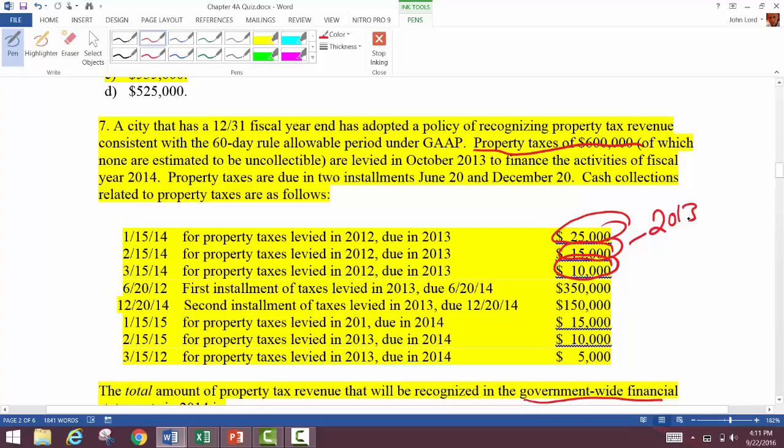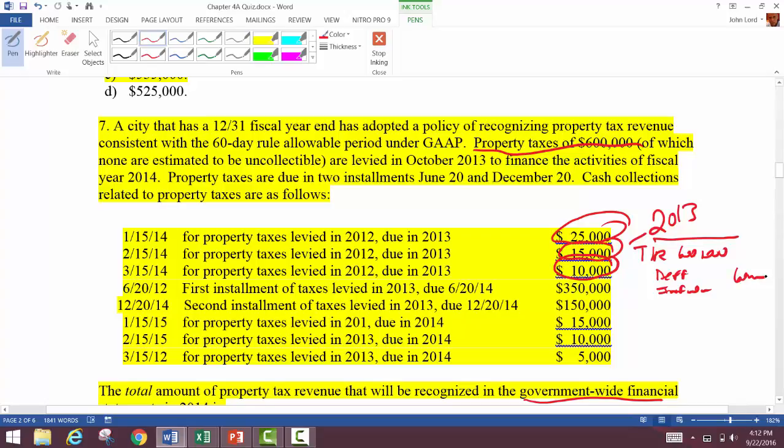So what's the answer? What's the answer? When I mail the tax bills out in 2013, what journal entry should I make under full accrual when I mail these tax bills out? Taxes receivable is going to get what? Debited for 600,000. What should I credit? Deferred inflow because I have not met the time requirement because it's not 2014 yet, right? For 600,000.